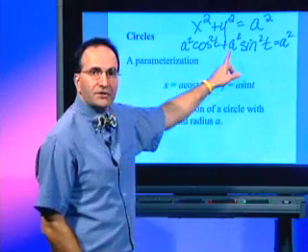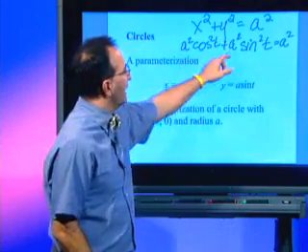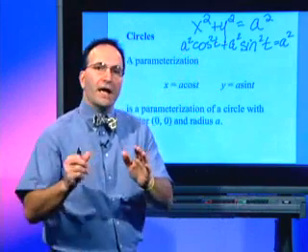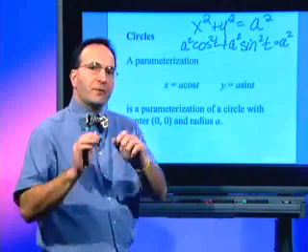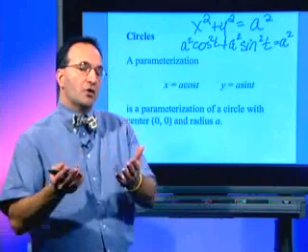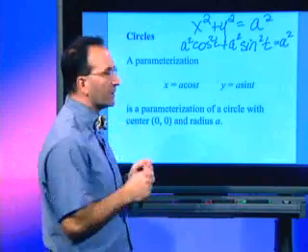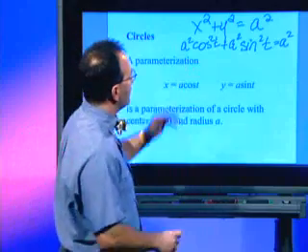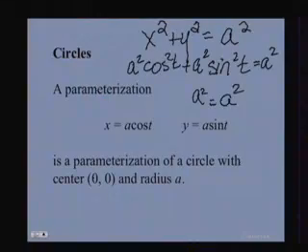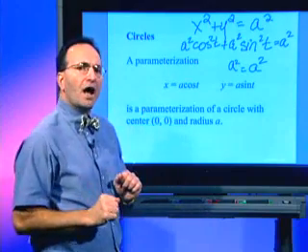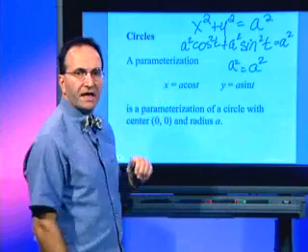Now, if we factor out the a squared from there, you'll notice that you're left with cosine squared plus sine squared. And from your trig identities, you know that cosine squared plus sine squared is equal to 1, which means we have a squared equals a squared. All right, let's look at an example of using this parametrization.